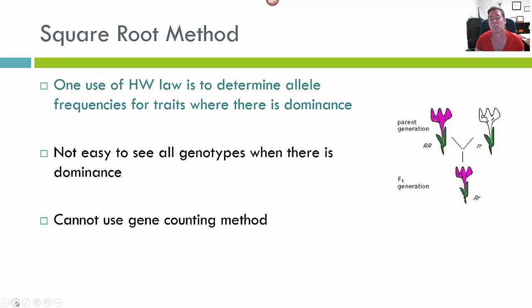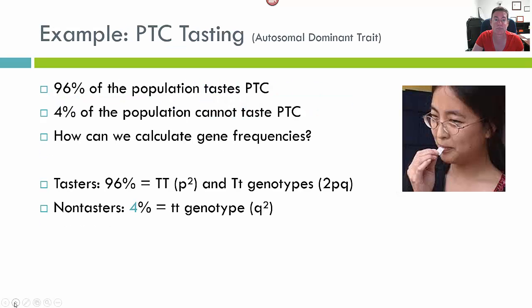There's also what's called the square root method. It can also be used to determine allele frequencies for traits where there is in fact dominance. It's not easy to see all the genotypes when there is dominance. When there's dominance, it's very difficult to use the gene counting method. So just keep in mind that you want to use your square root method when there's dominance.